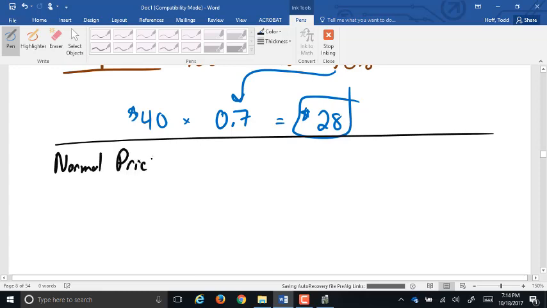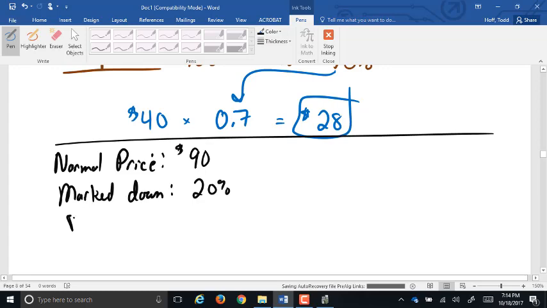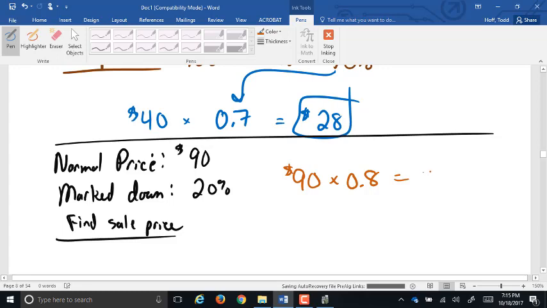So normal price or full price is $90. It's marked down 20%. Find the sale price for me. So to find this is going to be $90 times what? 0.8. So $72.